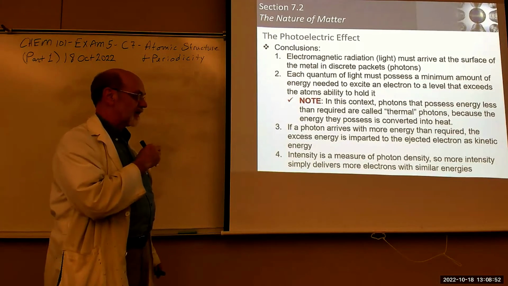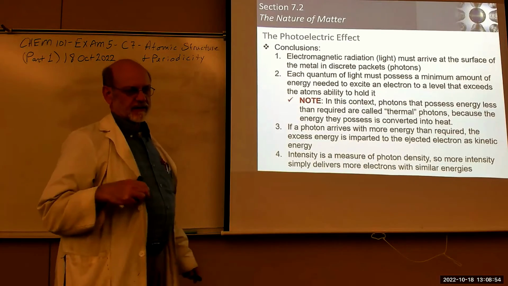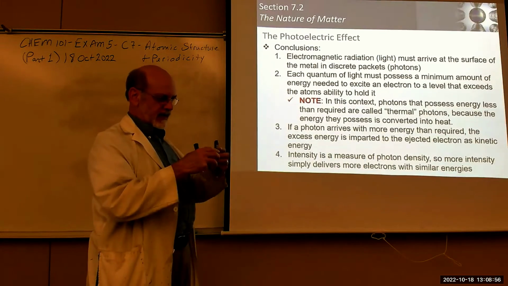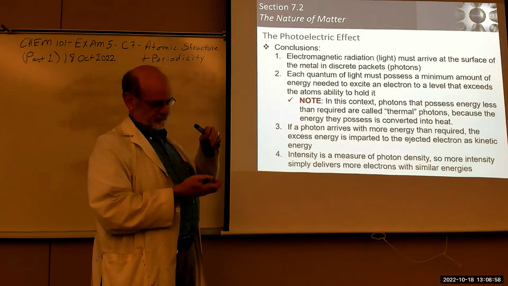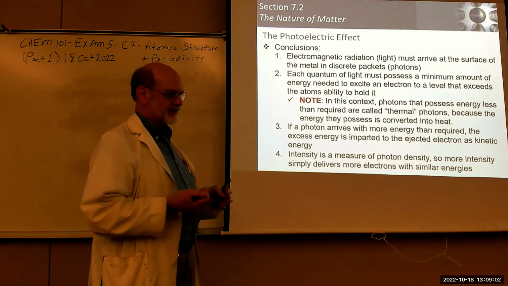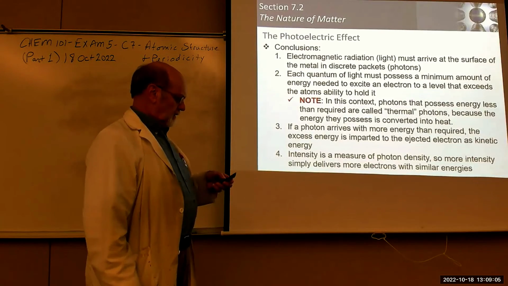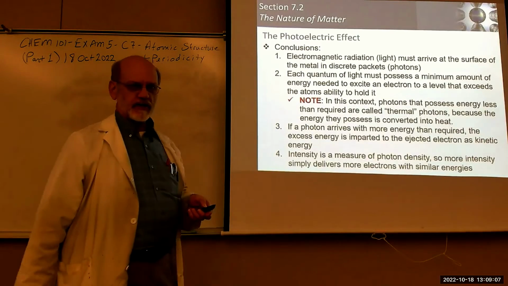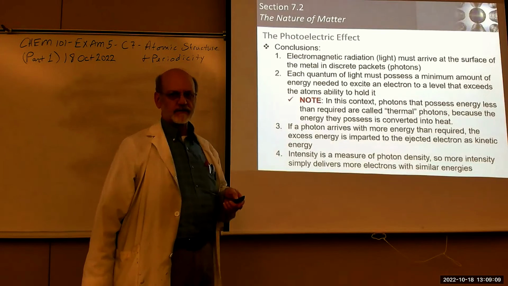Right, so intensity of light is a measure of photon density. In other words, you pack more photons together in a period of time as they strike the surface. That's an increase in intensity. It's often referred to as photon flux.